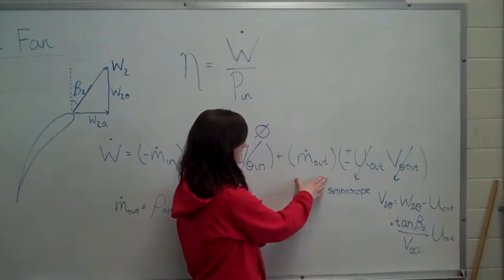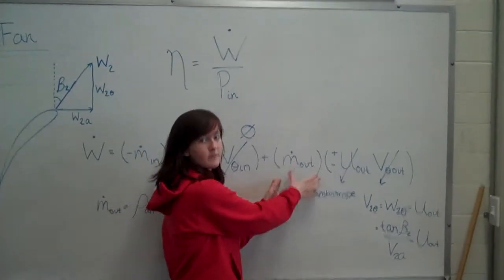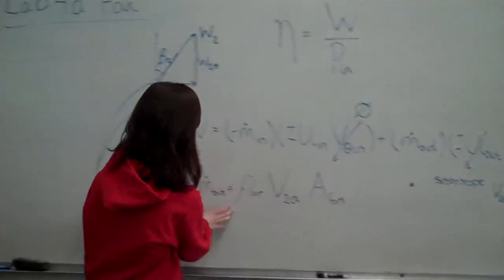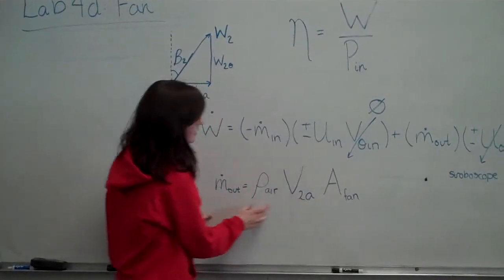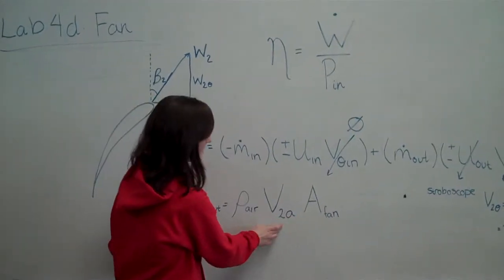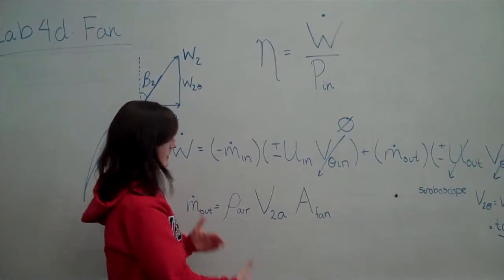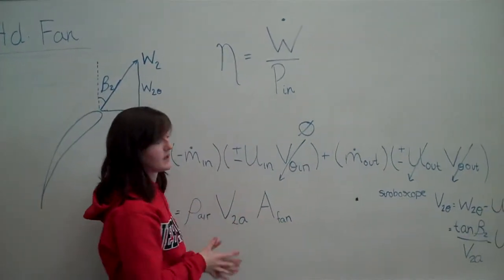The output term is equal to the mass flow rate of the air as it leaves, which is just equal to this equation down here: the density of air times the axial velocity of the air out of the fan times the total area of the fan.